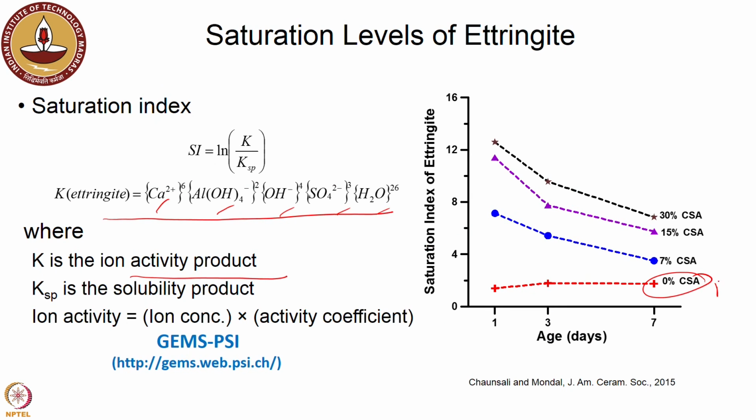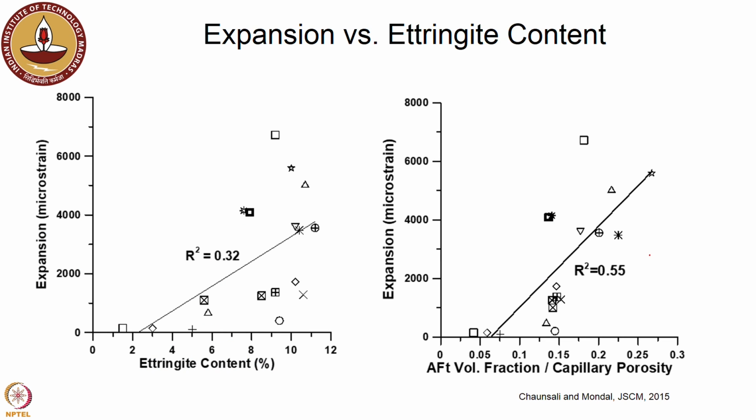And we see here now what happens as you increase the amount of CSA, you see an increase in supersaturation. So, we saw that the supersaturation gives rise to crystallization stress. So, when you have a higher fraction of CSA, you see an increase in the saturation index of Ettringite. People have been relating expansion to just Ettringite content, but the correlation is very weak. If you look into any problem related to sulfate attack, delayed Ettringite formation, even in this case when you have early age expansion.